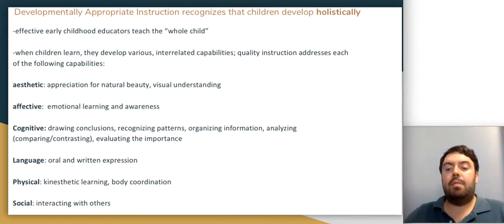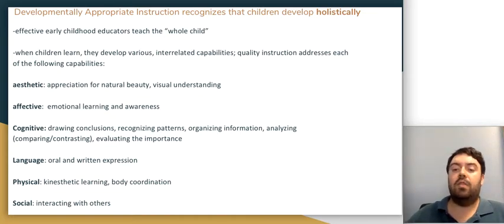So aesthetic ability is basically the ability for someone to recognize natural beauty, to be artistic, to recognize different colors, and to understand things visually. That would be aesthetic qualities that you could implement in your classrooms.